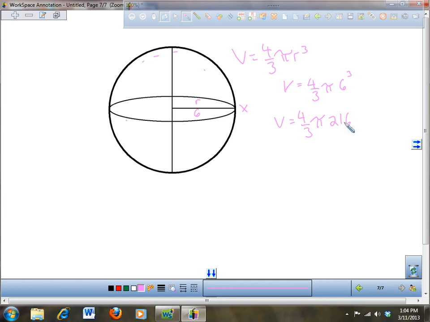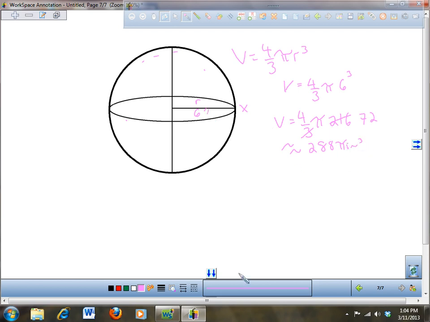Also, if 6 goes into it, oh, good point, Makana. Yeah, 6 goes in, very good. So 3 goes in there 72 times. So the exact answer would be 4 times 72, or 288. Is that right? 288 pi. Okay? And if that's in inches, that would be inches cubed.